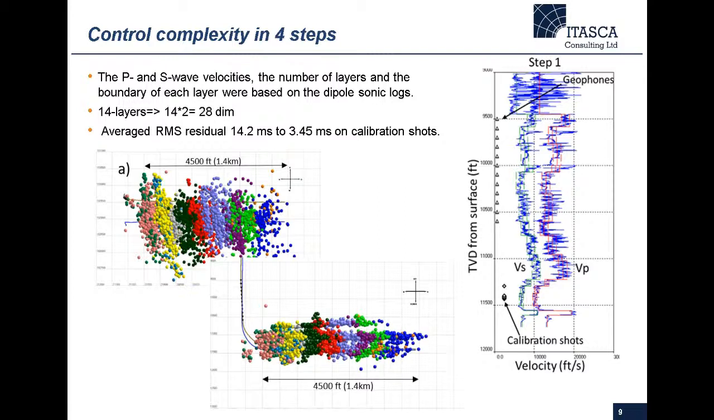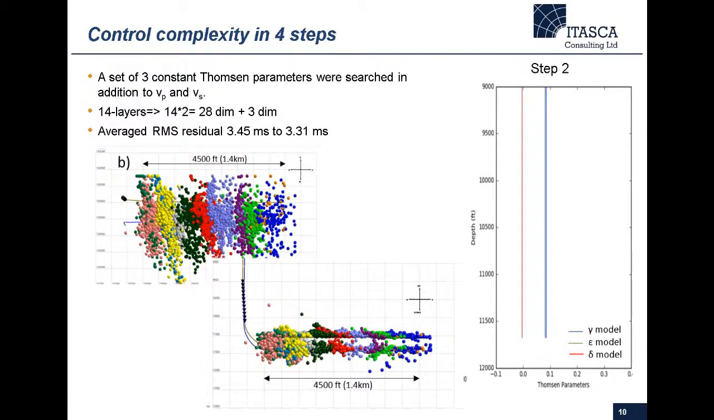Now the next step is to introduce a constant set of 3 Thomsen parameters, and that's the result. By adding these 3 Thomsen parameters, the shallow linear trend is gone, but we see some other artifacts here, and that's related to the velocity layers.